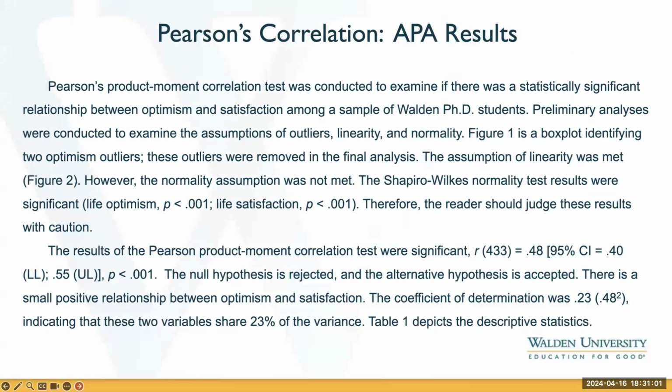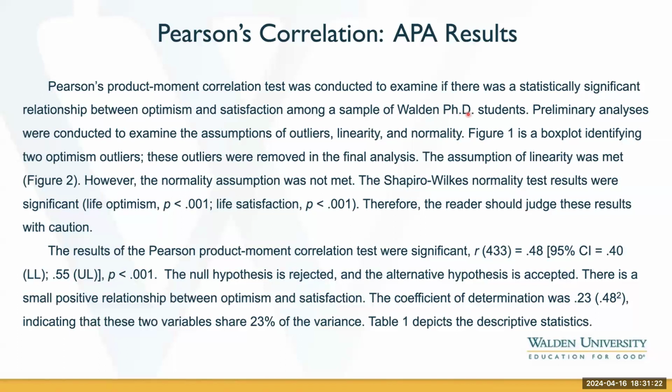Now, here we go. As we always do in our other examples, we always state what we did. We did the Pearson's correlation test, and again, examined the relationship between optimism and satisfaction. And again, I put amongst Walden students.